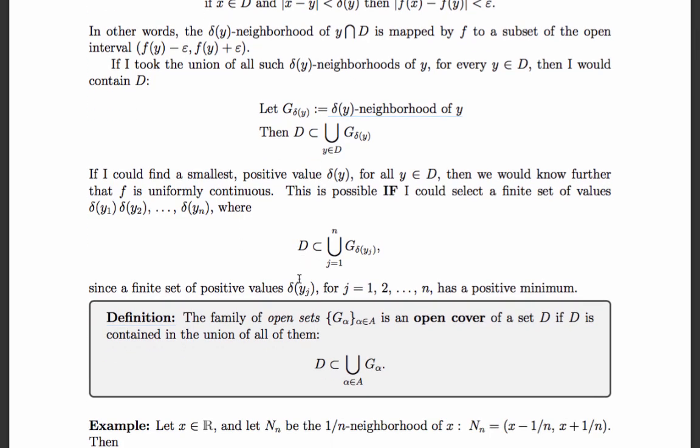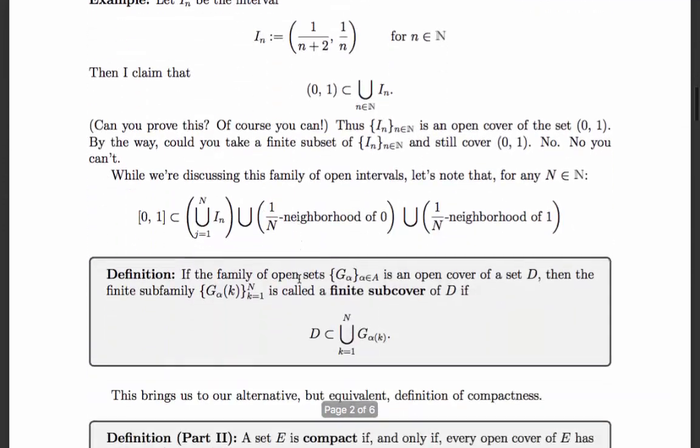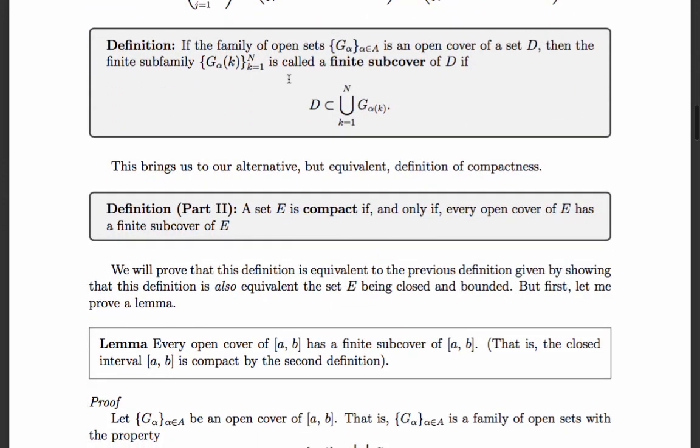Let's give a name to this concept. So if the family of open sets G alpha, for all alpha in A, is an open cover of D, in other words, D is contained in the union of all of them, then a finite subfamily is called a finite subcover of D if D is contained in the union of this finite subset of open sets.